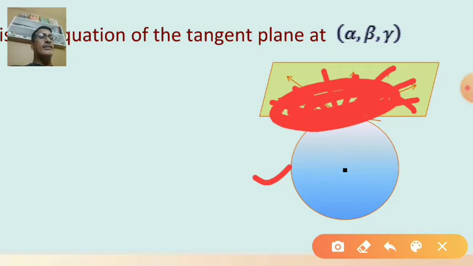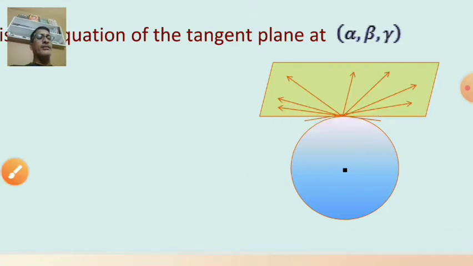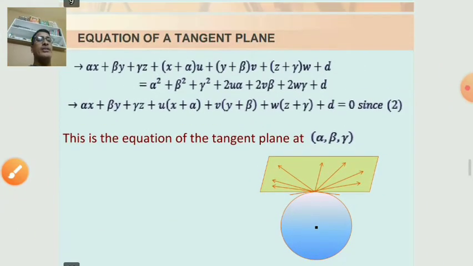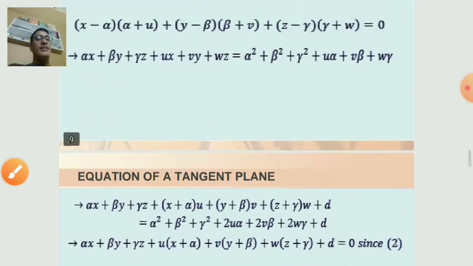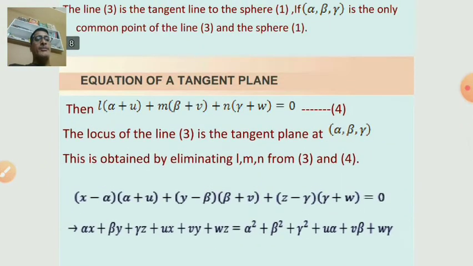This is nothing but the tangent plane. That means the tangent plane is nothing but the locus of the tangent lines at a particular point on the sphere. So we use this concept to find the equation of the tangent plane.